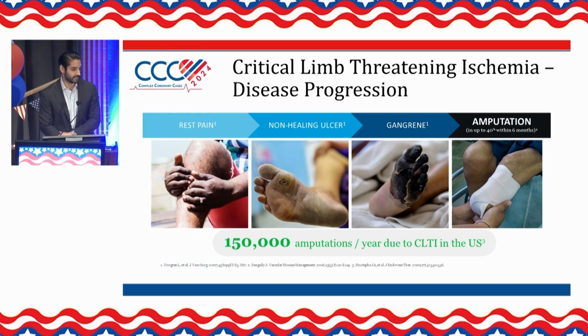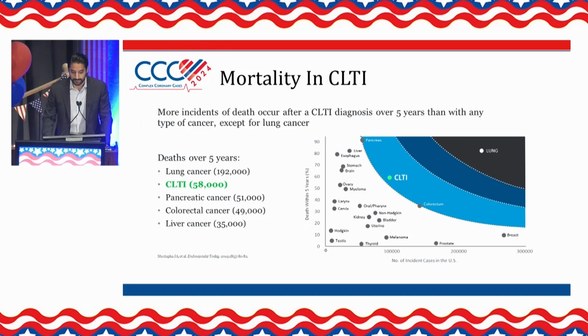Glad everybody had lunch already, but basically once you have blockages in the arteries, you have very symptomatic pain on ambulation. That's claudication. As that progresses, you get to the next step, where you develop rest pain. As it worsens, you can develop non-healing ulcers, gangrene, and eventually this can lead to amputations. And in the U.S., despite all of our work, we still have over 150,000 annual amputations due to CLI.